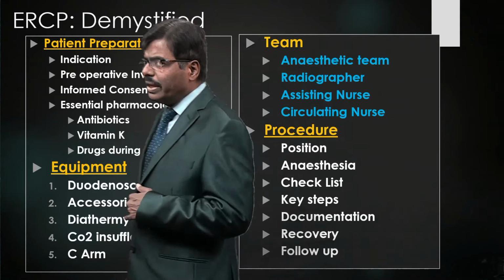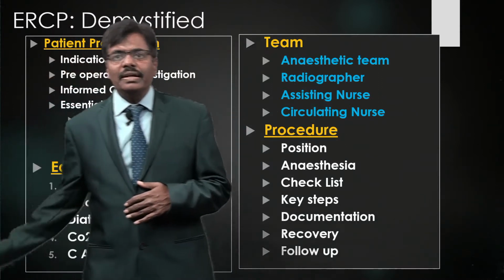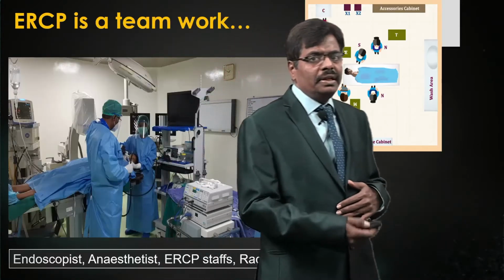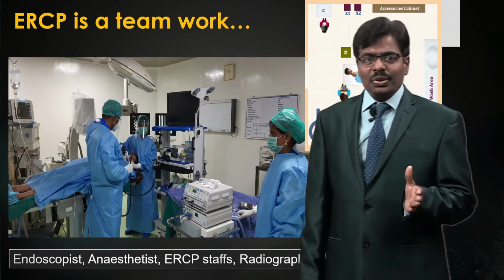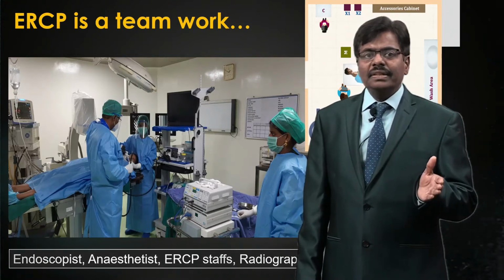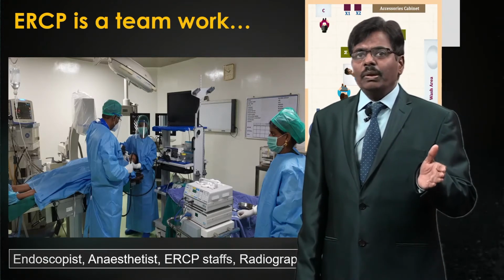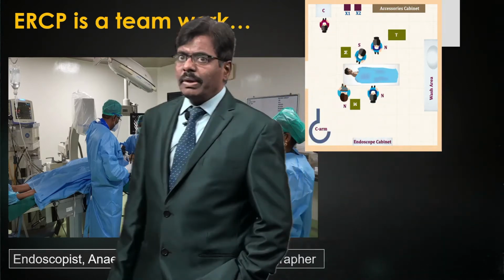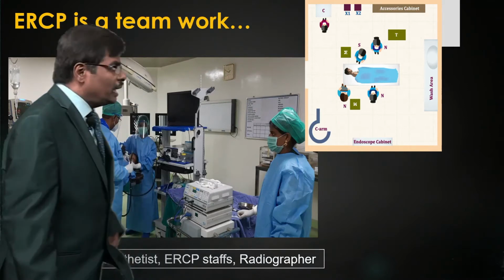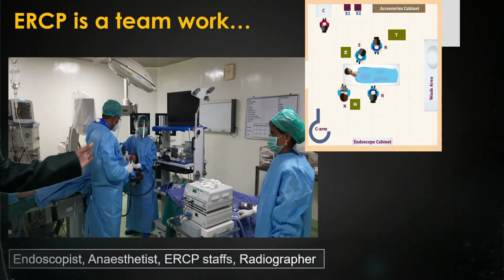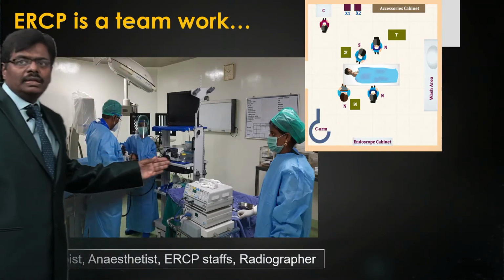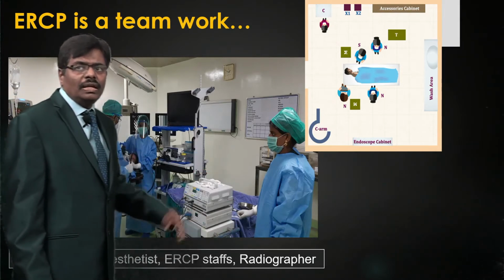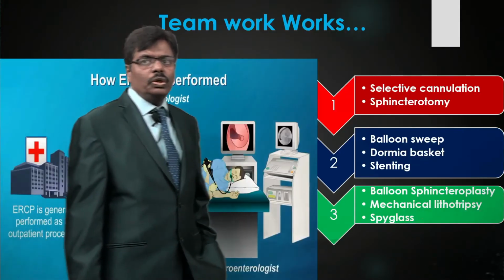You have 4 key persons as enumerated here, and they are all standing here. The endoscopist, myself, my anesthetist, the ERCP staff, maybe 1 or 2, but definitely a radiographer. Okay, and the layout of my OT is also shown here, as you can see nicely how I am standing. The anesthetist, my staff nurse with all the accessories, he knows exactly what is going to be expected from this.